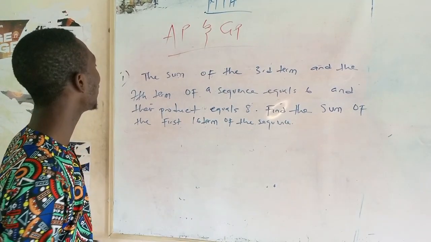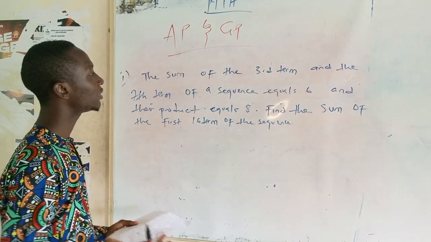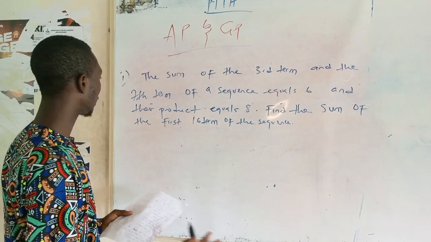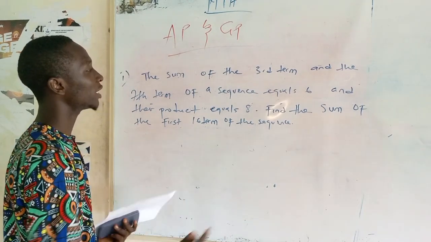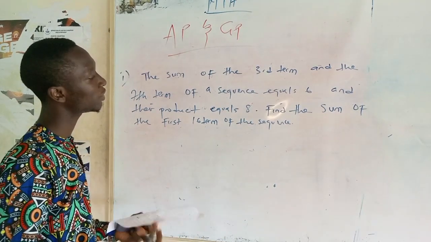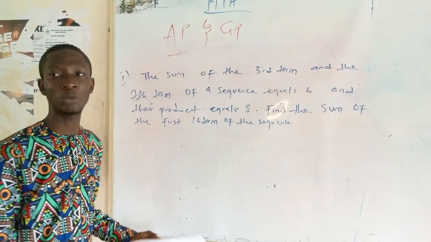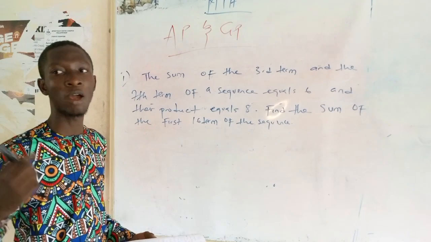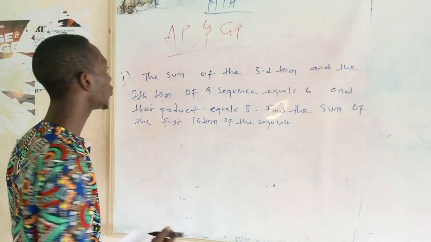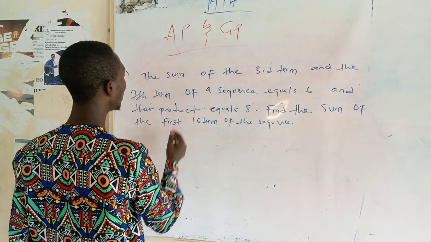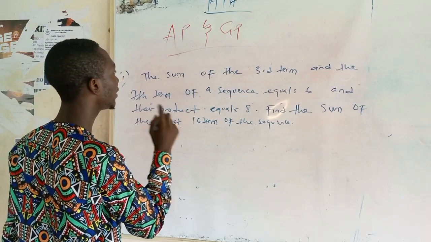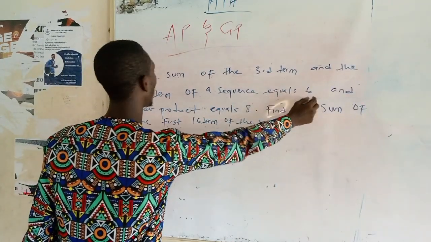Okay, now we have this question again. The sum of the third term and the seventh term of a sequence equals 6, and their product equals 8. Find the sum of the first 16 terms of the sequence. So to find the sum of the first 16 terms, we need to know our first term and common difference. So that is the first thing we look for. But we'll use this approach since they are giving us that our third term of the sequence equals 6.